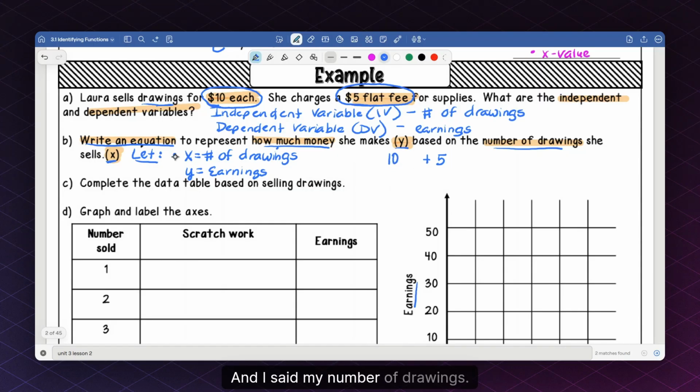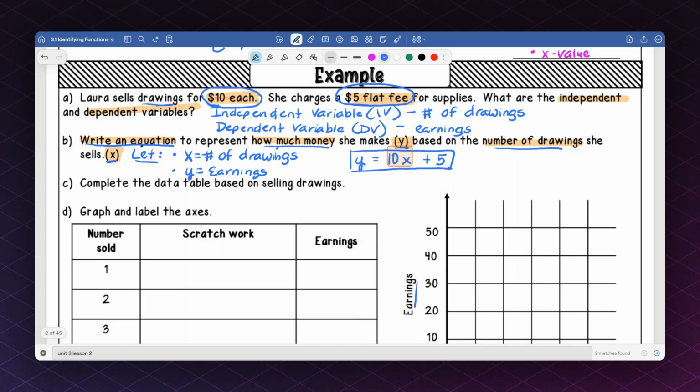And I said my number of drawings, that is my x. So I'm going to put 10x, because if I sold 2 drawings, it would be $10 for each of them, so I do 2 times 10. Okay, so it makes sense those two go together. Now, if we add together that plus the flat fee, that's going to give me my y, the total number of earnings. So that's what this is. This is my equation. Once we know this equation, we can do some calculations.